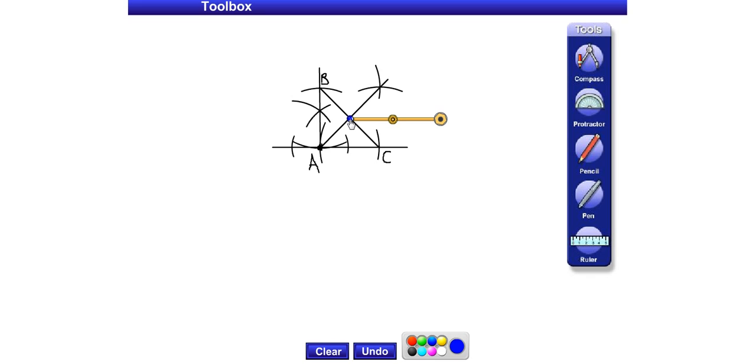Take the point of the compass and put it on that circumcenter. Then take the pencil and put it on any vertex of the triangle. It doesn't matter which one. And once you put it on there, you can draw your circle, and it should go through all three points on your triangle. And now we have an isosceles right triangle inscribed in a circle.